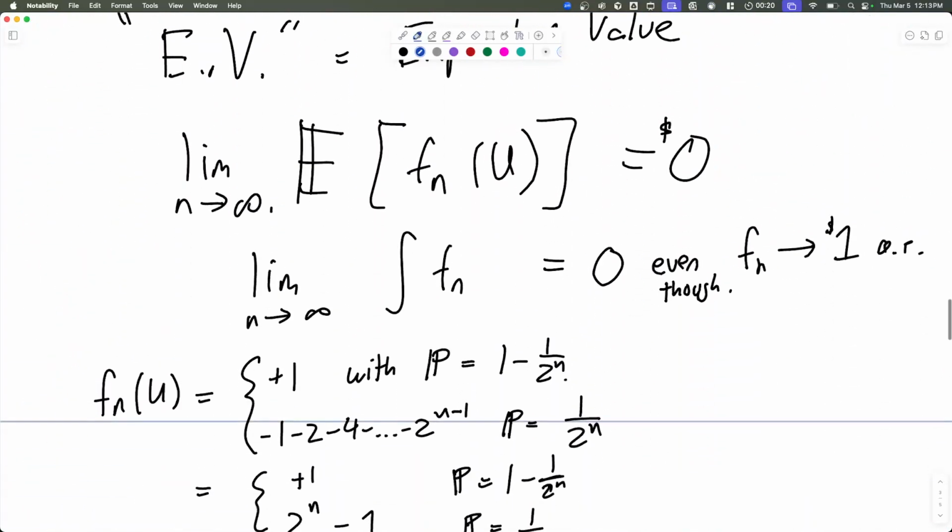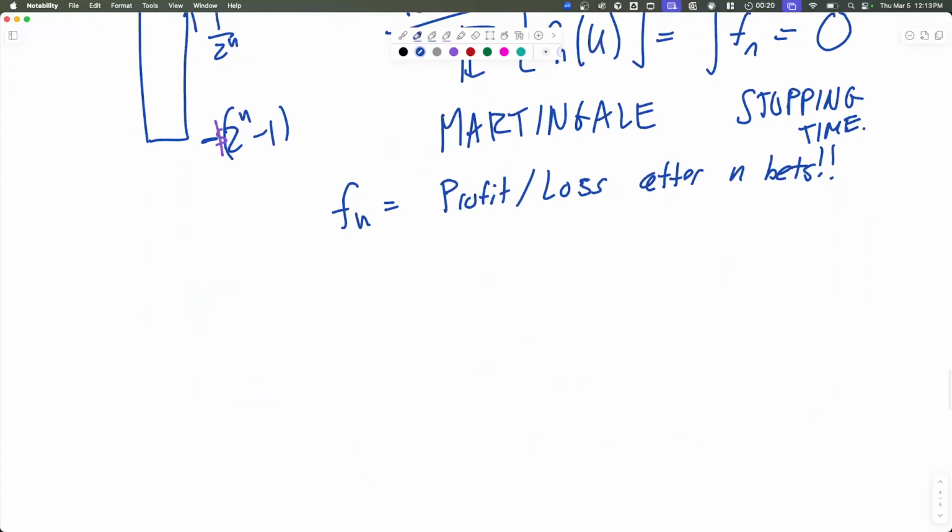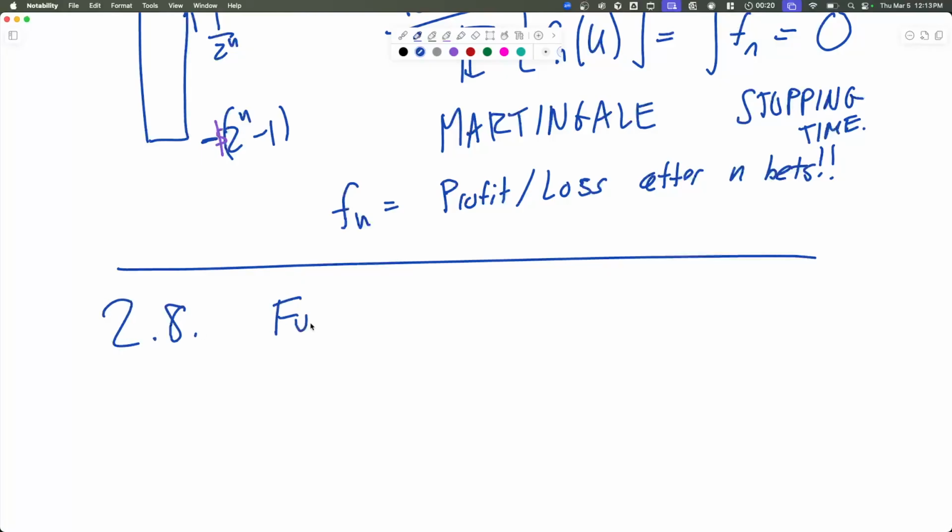This is the last section we're going to do in chapter 2 before we move on to chapter 3. I think it's 2.8. Did I really not write down anything? Yeah, 2.8. And it's called Fundamental Convergence Theorems.